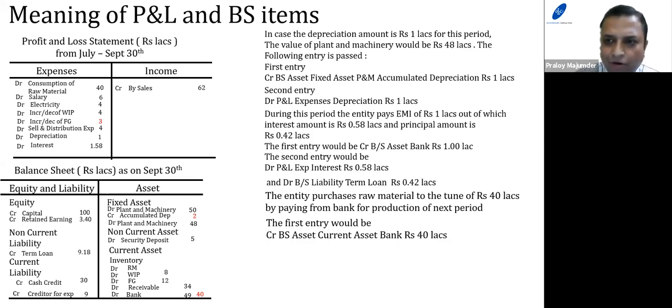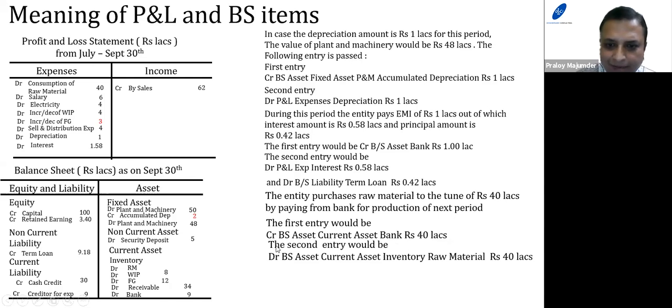Now 40 moves out, so credit of 40. So now the closing balance would be 9. Now what would be the second entry? Since it is going to the inventory, raw material will go up by 40 lakhs. So the second entry would be debit, balance sheet, asset, inventory, raw material, 40 lakhs.